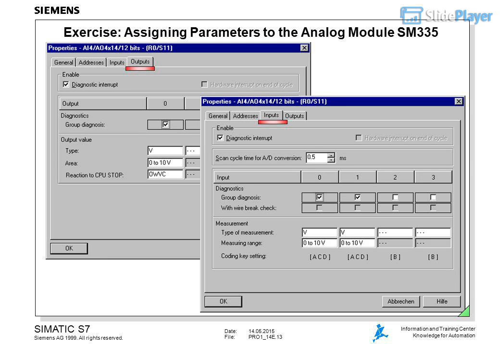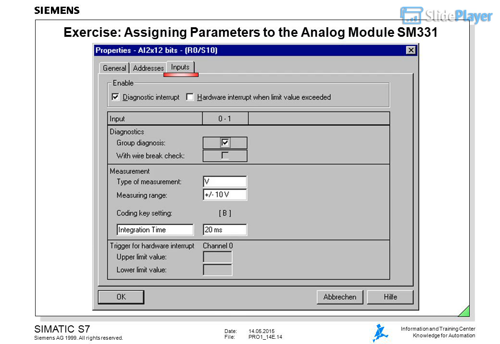Exercise, assigning parameters to the analog module SM335. Note: depending on which analog module is in your training unit, you are to do either this exercise or the one on the following page. Goal: to get to know how to change the settings and parameters of analog modules. What to do: change the settings of your analog module to correspond to those in the slide.